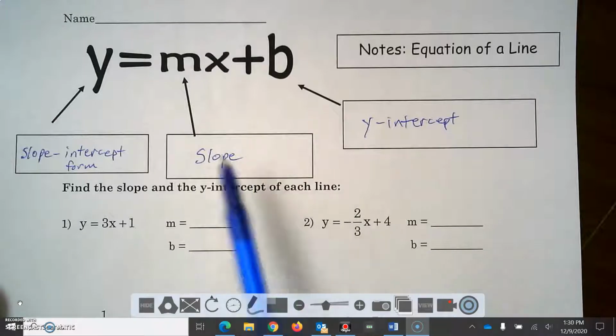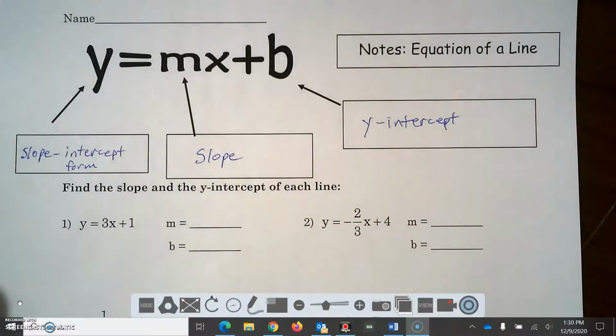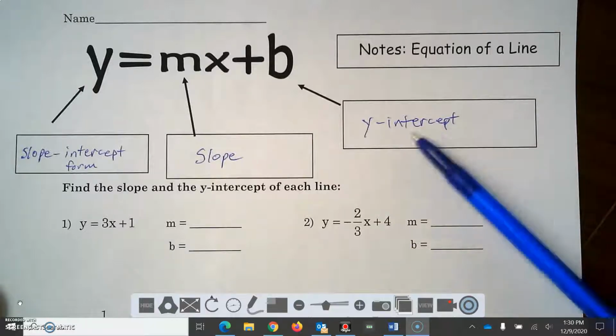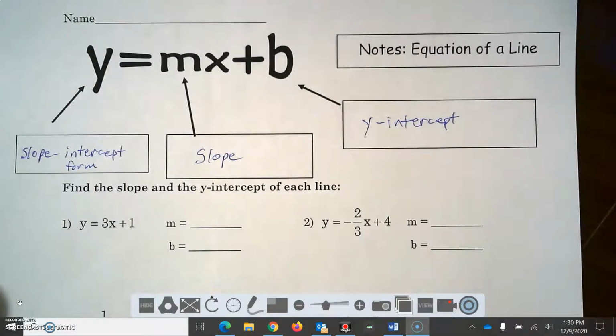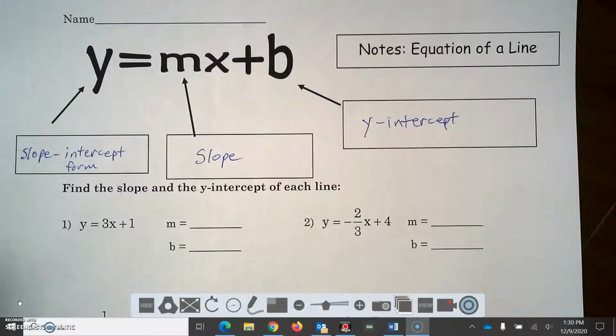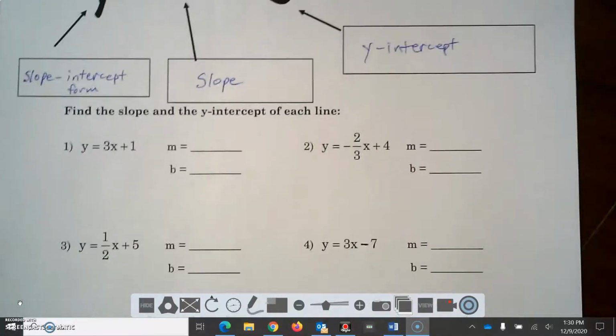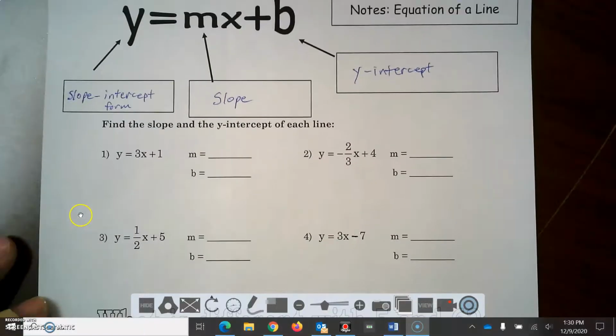But basically, the slope tells us what the line does on the graph. How steep it is, if it goes up, goes down. This number out here, the y-intercept, just tells us where it cuts through the y-axis. But again, we're not really getting into the graphing today. Your job today is to identify slope and y-intercept. So, it starts off pretty simple.